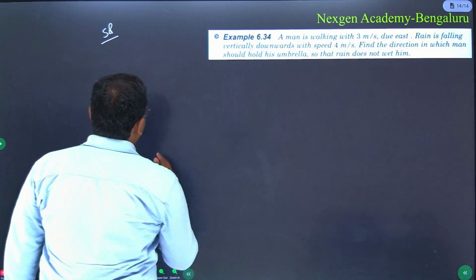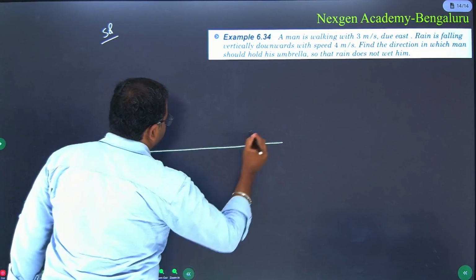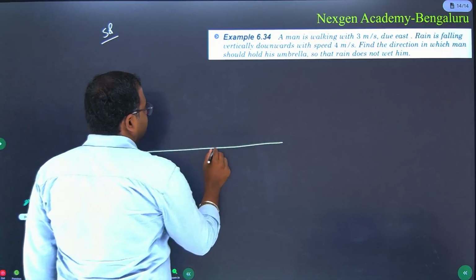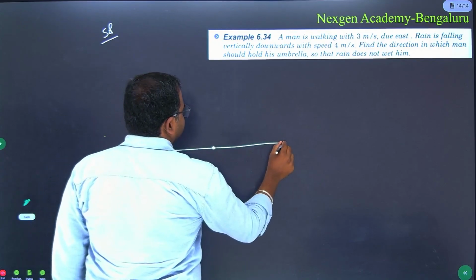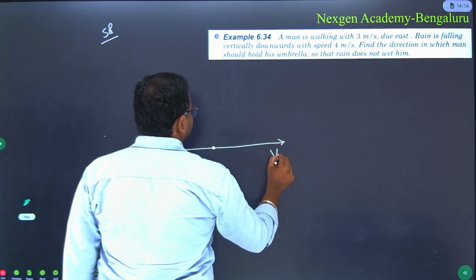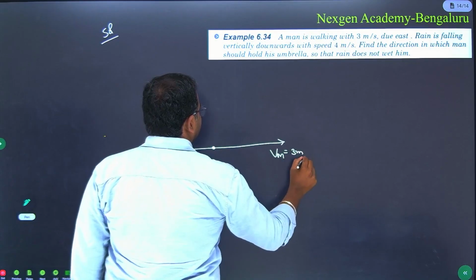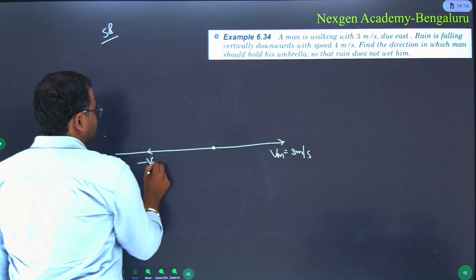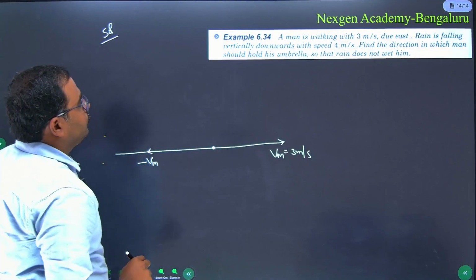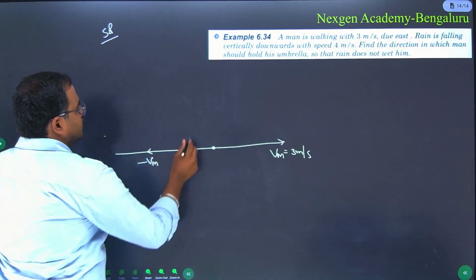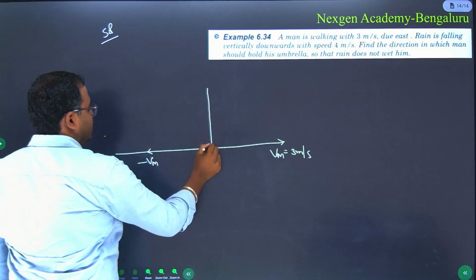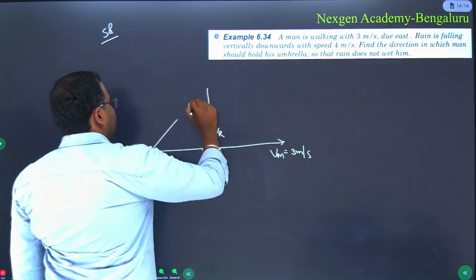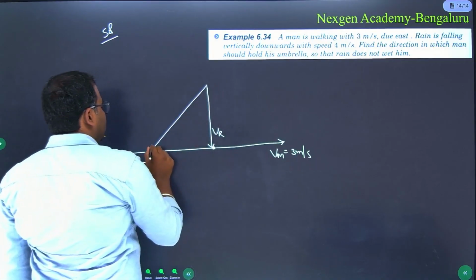As we have seen the concept, here is the situation. Actually, it is raining. The man is running at a speed of 3 meters per second in this way. The velocity of the man is equal to 3 meters per second, and minus of Vm will be in this way. Rain is falling vertically downwards in this way: the velocity of the rain with respect to ground. Now, how does this rain appear to the man?